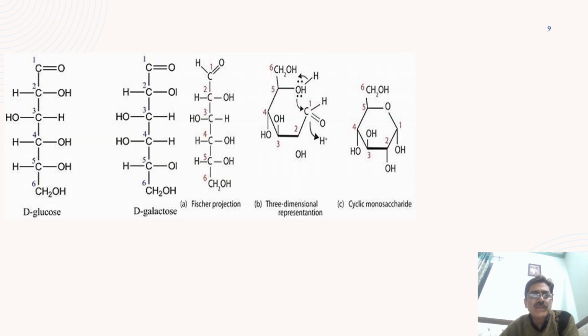Now you see this is D-glucose, this is the straight chain structure of glucose, this is the Fischer projection form of glucose, and this is the cyclic structure of glucose, or the ring structure of glucose. Here you can get further clarification. The molecular formula of glucose is C6H12O6. These are 6 carbon atoms, 1, 2, 3, 4, 5, 6.